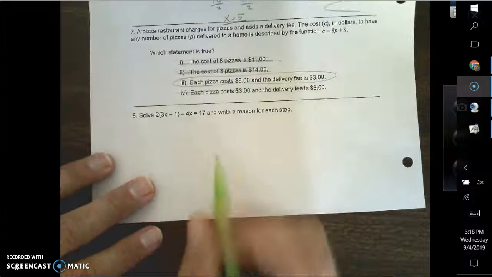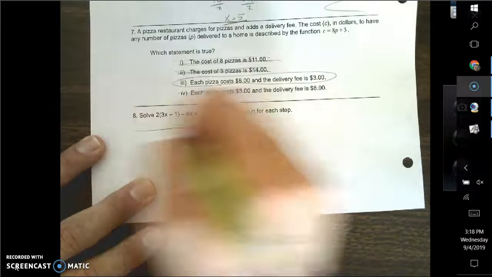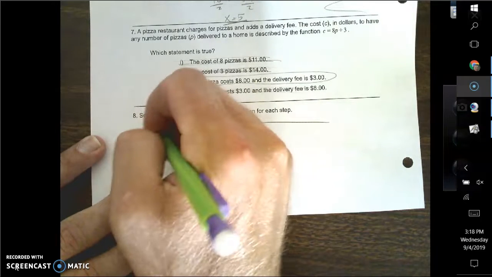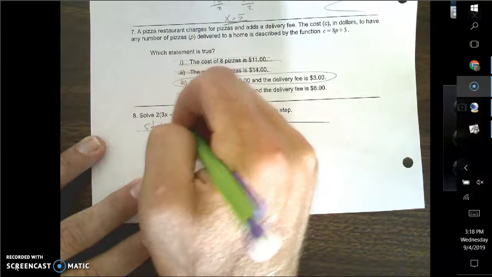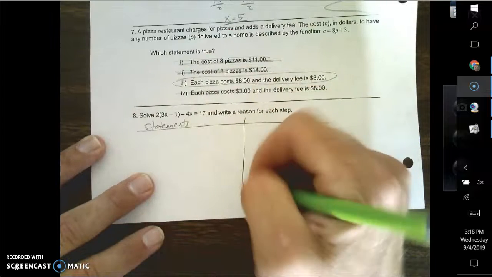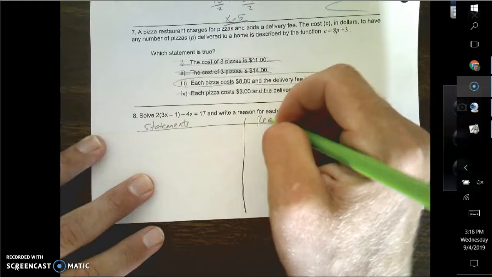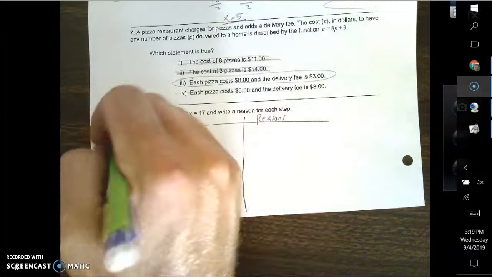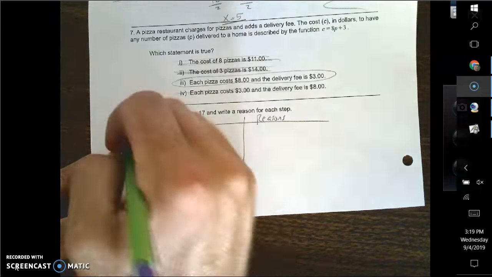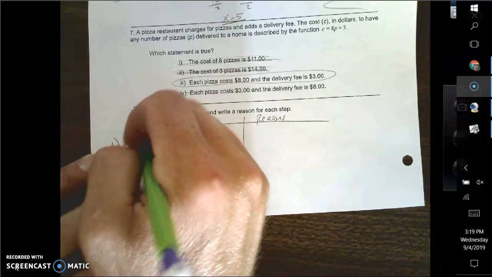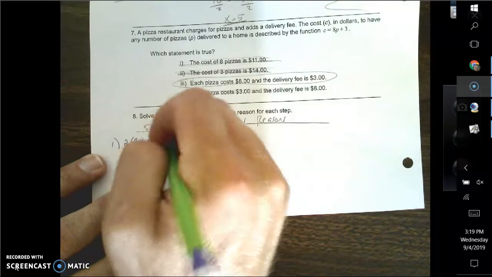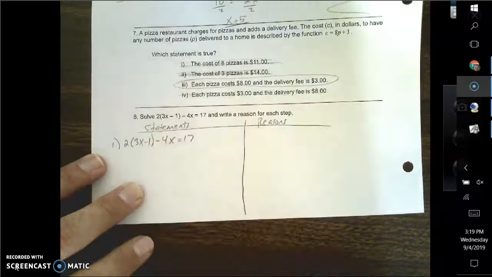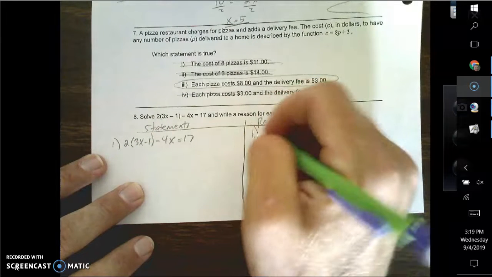All right, last one, and this is the one we talked about just yesterday. All right, we're going to do a statements, okay, and a reasons column. All right, so for number one, we're going to write down the first problem. 2 parentheses 3x minus 1 minus 4x equals 17. The reason for that is given.